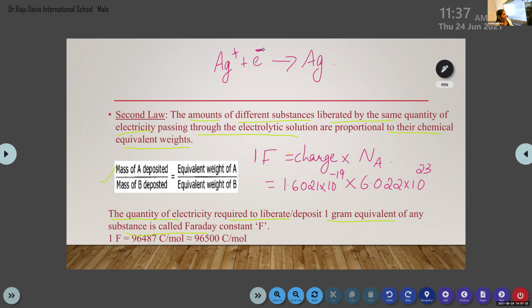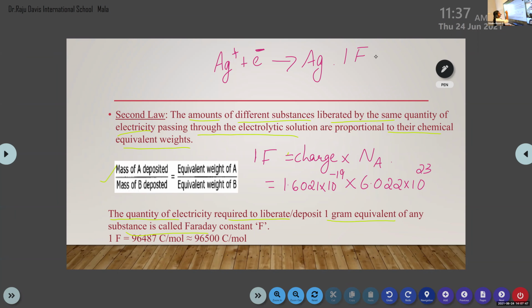Anyone? Here only 1 electron. So what about the quantity of electricity produced? Punya, can you guess? Very good. It's 1 Faraday.